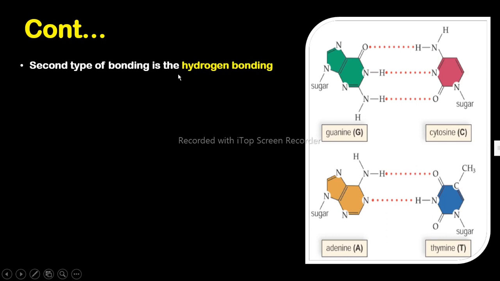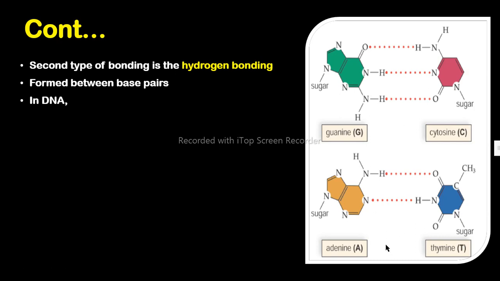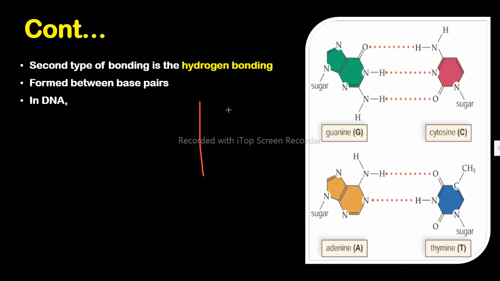So the second type of bonding, other than the phosphodiester bond, is the hydrogen bonding, which is formed between the two base pairs. And there are these hydrogen bonds that do maintain the structure intact and stable.